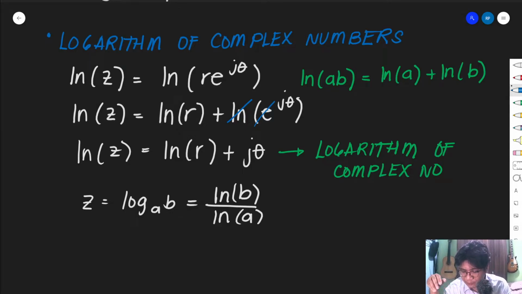Okay? So sir, paano naman po kung regular logarithm? Kasi natural logarithm nga yung mga sinabi natin kanina, no? So if it is in the form of regular logarithm, which is logarithm of b base a, ang equivalent niya into natural logarithm is ln of b over ln of a. Okay, so ginagamit natin yan. We cannot evaluate complex numbers in terms of regular logarithms. We can only evaluate it using natural logarithm, no? So kaya kino-convert natin siya into natural logarithm.